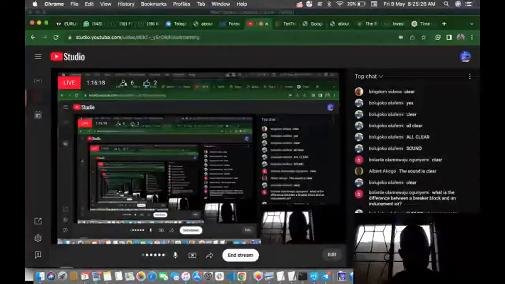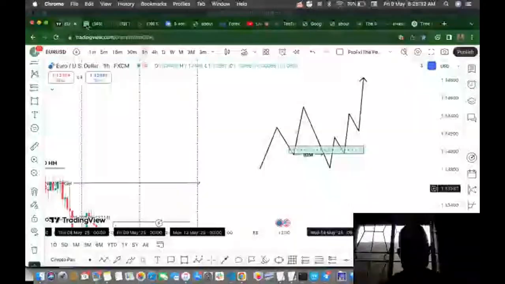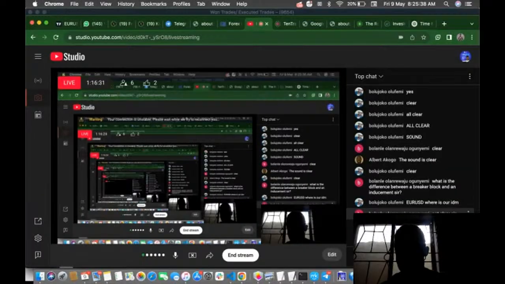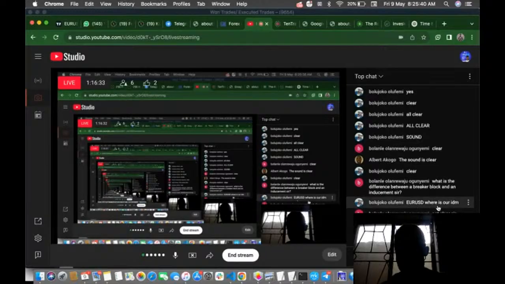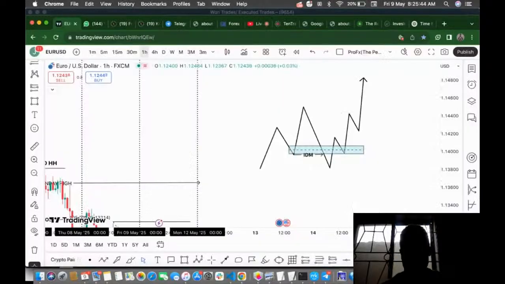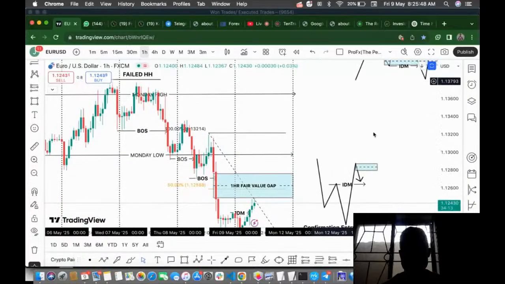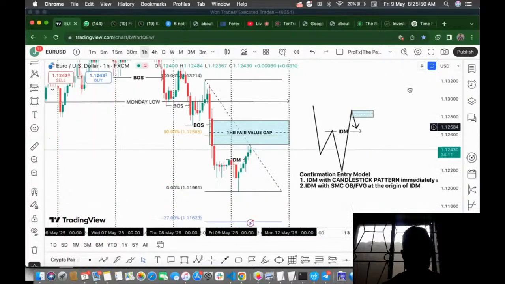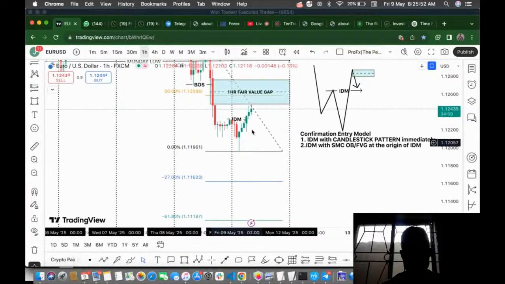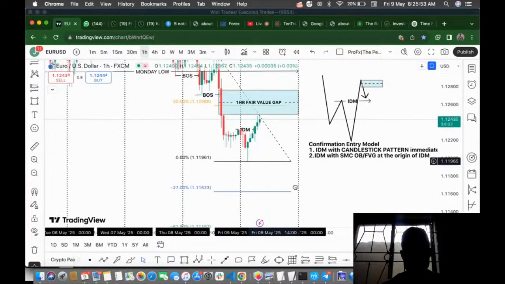So just say more. But where is our IDM for EURUSD? Where is our IDM? Fine now. I've seen IDM now. I showed you IDM already. The first IDM is already taken out.